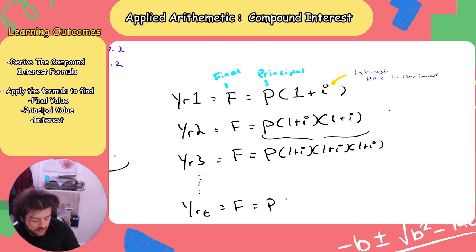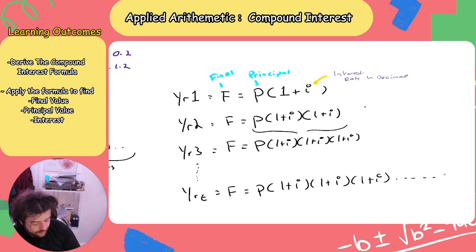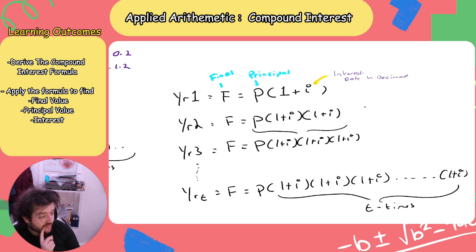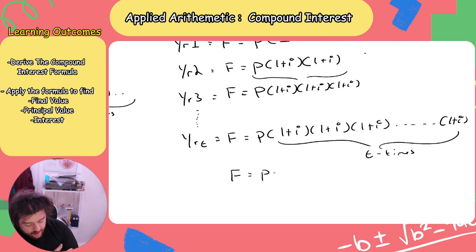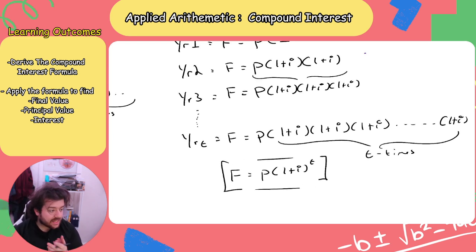F is equal to P times 1 plus i times 1 plus i times 1 plus i. That's going to happen T times. And if I have repeated multiplication, that is the same as indices, so I'm using my indices rule here. So 1 plus i to the power of T. And that is my compound interest formula. So I derived it there.